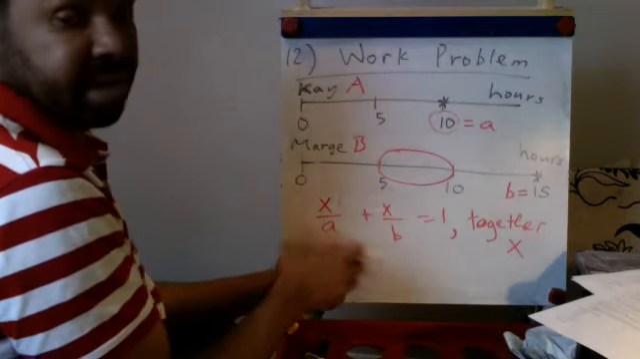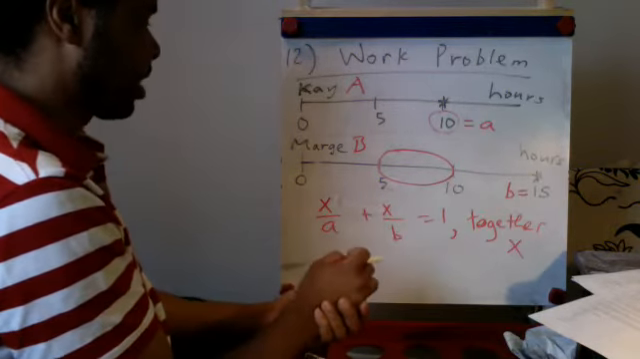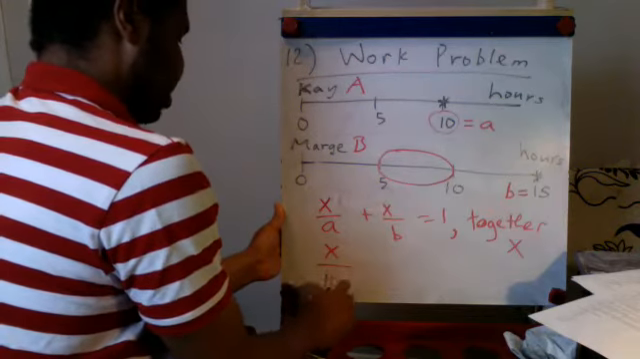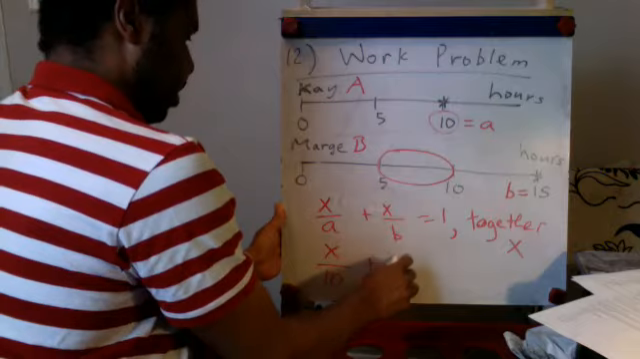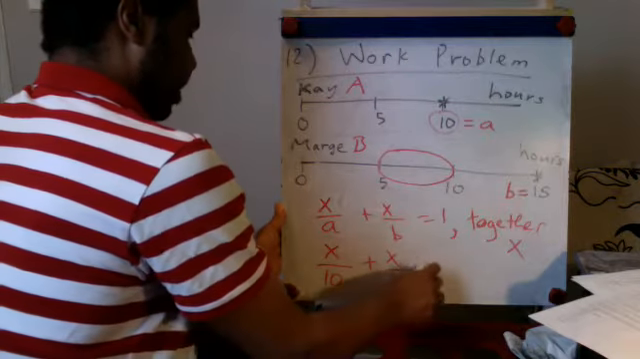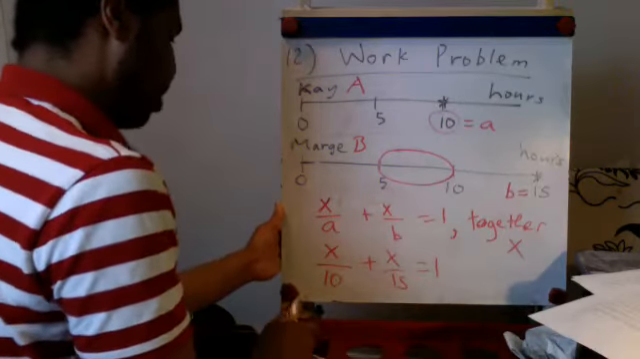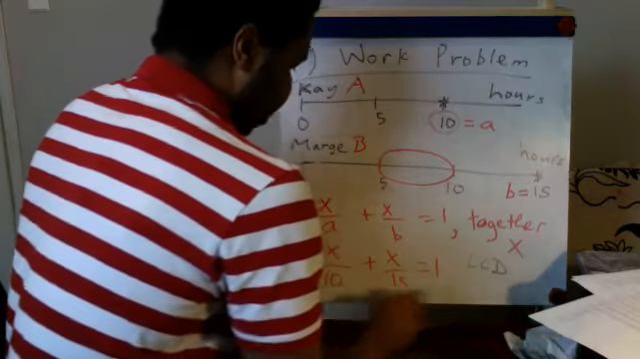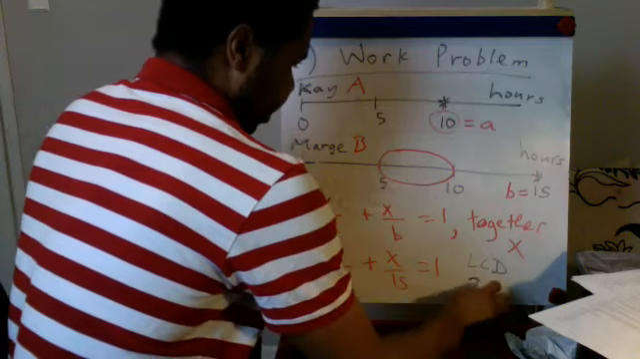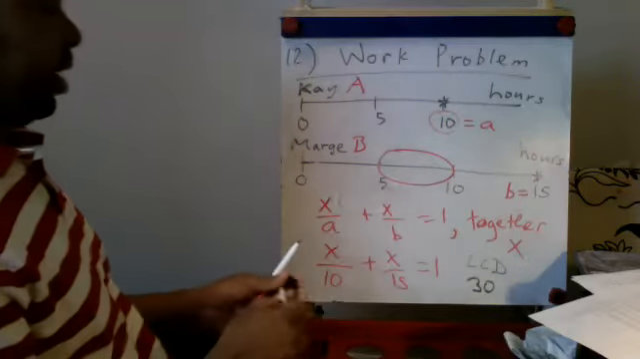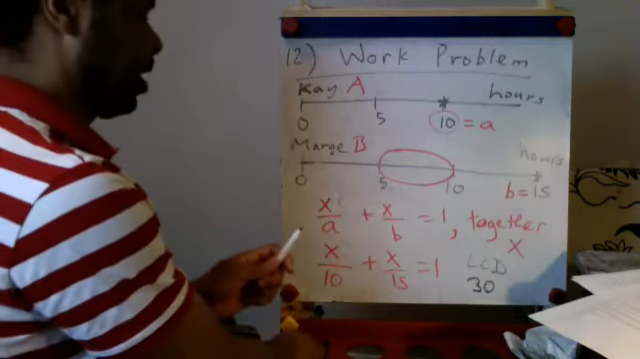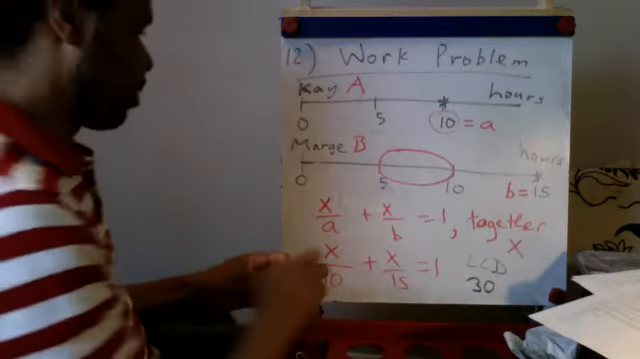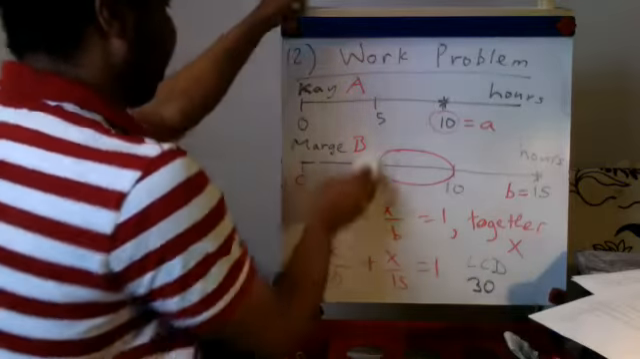Sometimes we can be asked to solve for A and B, but in this case, we're asked to solve for x. So what happens is we substitute what we know. A is going to be 10, so x over 10, plus B is going to be 15, x over 15 is equal to 1. And now we want to find the least common denominator to multiply by. So the LCD of 10 and 15 is going to be 30. Why? Because 30 is a multiple of 10, and 30 is also a multiple of 15. All right, so that's what we're going to have here.